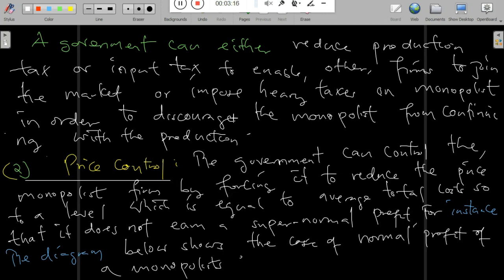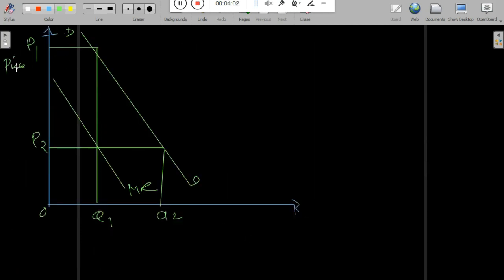But also the price control as well. The government can control monopolist firms by forcing them to reduce the price to a level which is equal to the average total cost, so that they do not earn a supernormal profit. For instance, the diagram below shows the case of normal profit for monopolists under price control. So the government can control the monopolist firms by forcing them to reduce the price to a level which is equal to the average total cost.